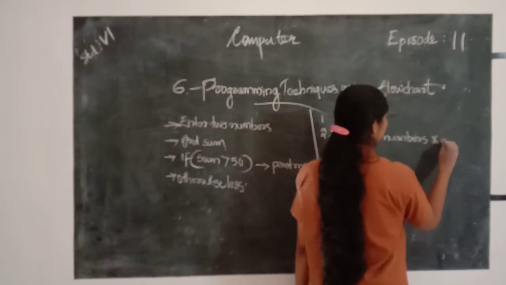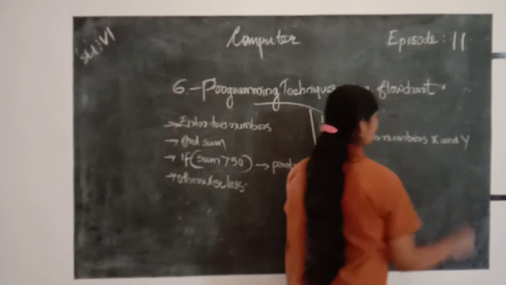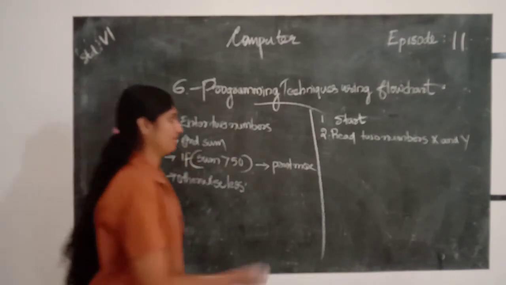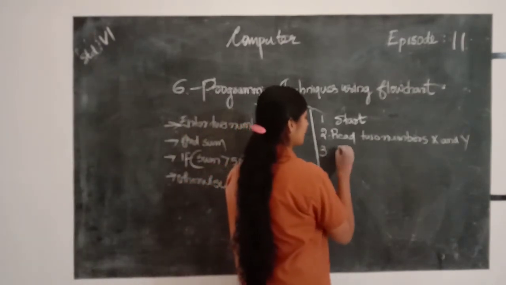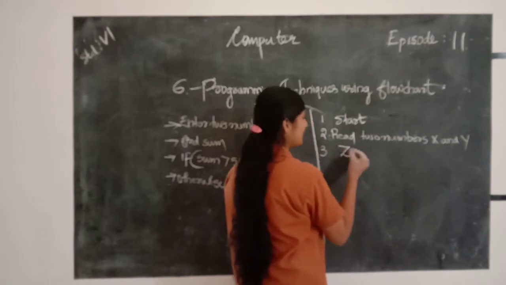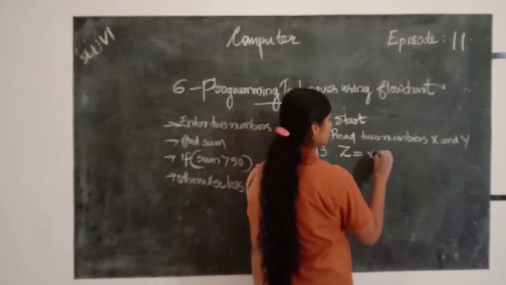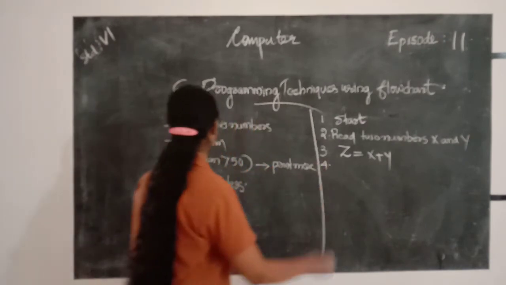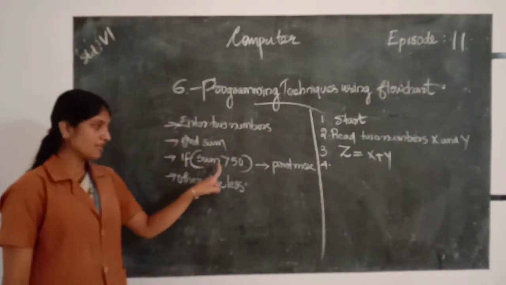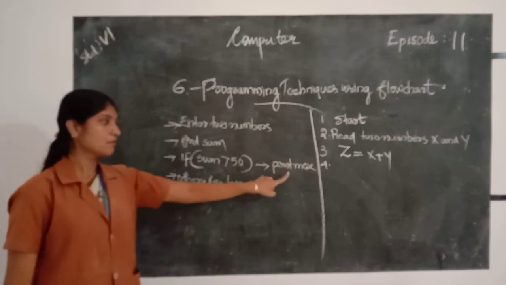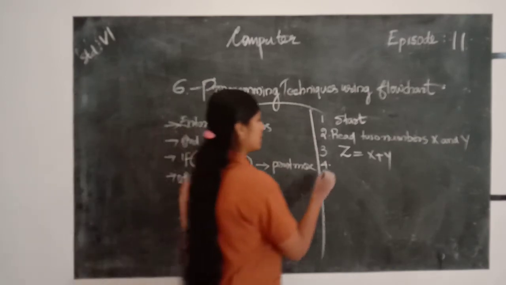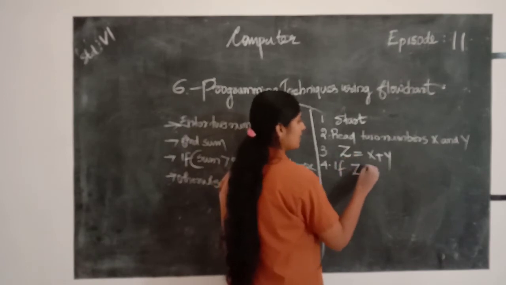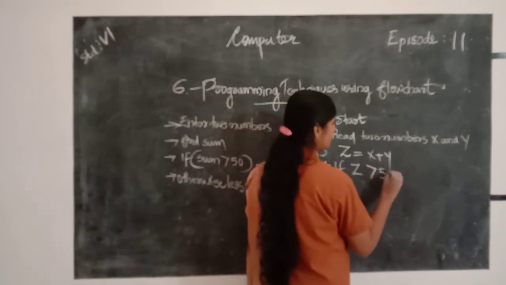x and y. Okay. Then third step, adding sum. So we can take another variable z that is equal to x plus y. Then fourth step, if the sum is greater than 50, print more. So here, fourth step: the sum is stored in the letter z. Is that greater than 50?